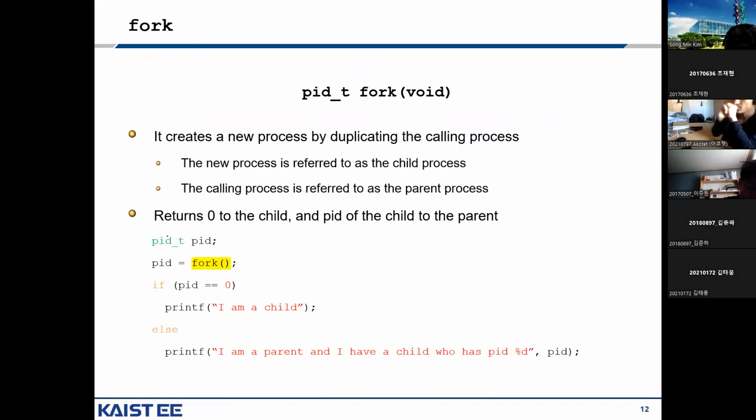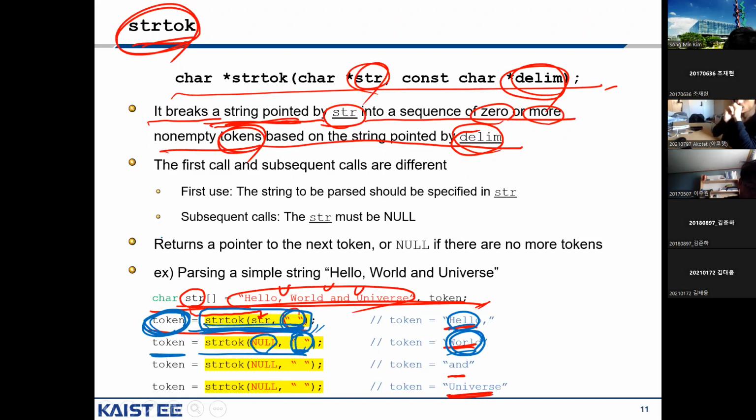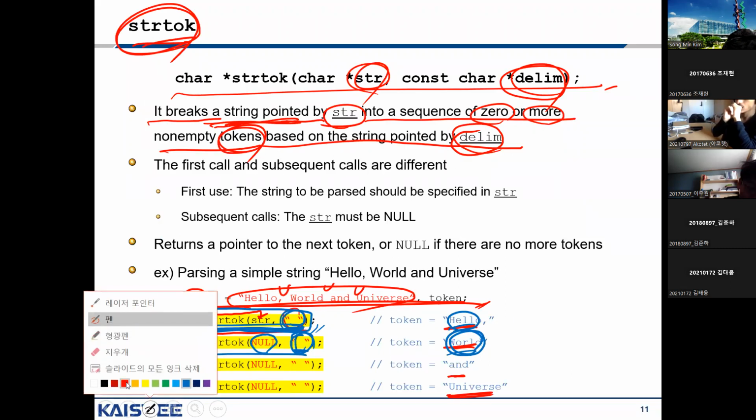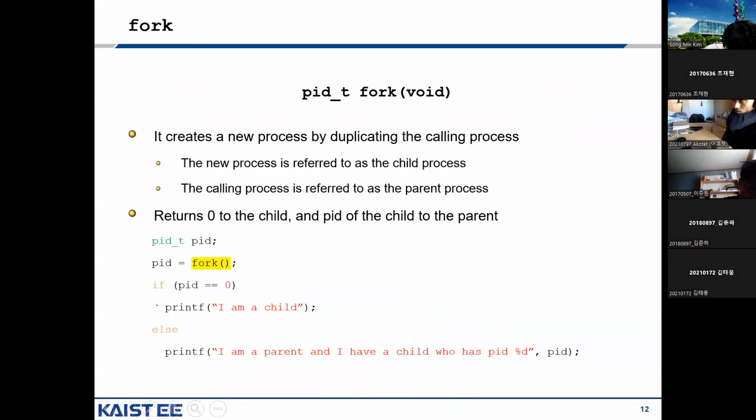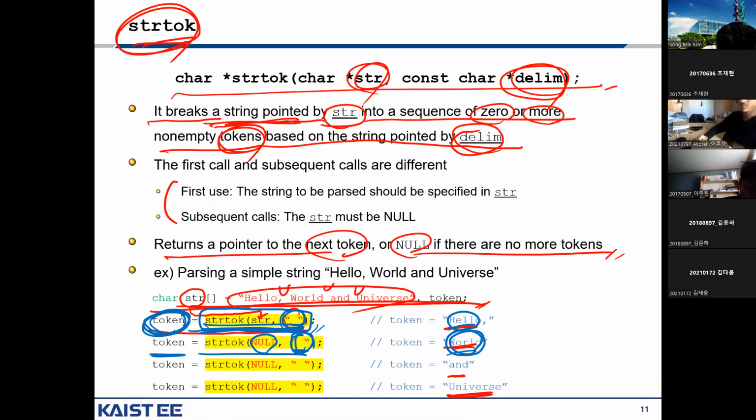And so this is what we just talked about. It returns a pointer to the next token, or null if there are no more tokens. Okay, and let's move on to fork, right? So that was it for string token.